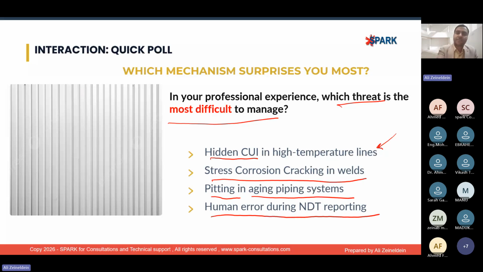Which mechanism surprised you most? Which one is difficult to manage from the four? For example, is it hidden CUI in high temperature, keeping in mind that this temperature is still in the CUI range?